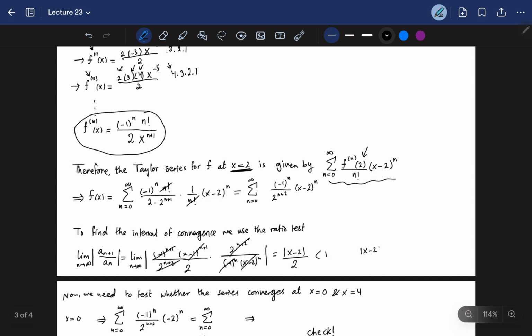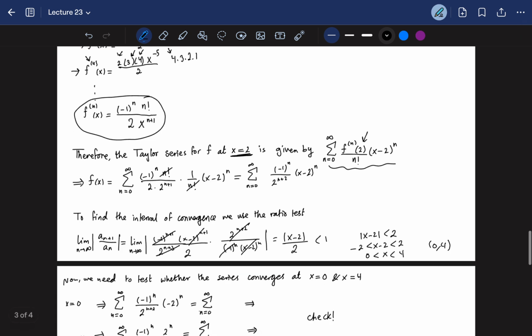If we cross multiply, we're going to get this. Now, if you use properties of absolute values, you're going to have this. If you solve it, it's between 0 and 4. So we know for now the interval of convergence is 0 to 4. But are the endpoints 0 and 4 included in the interval of convergence?